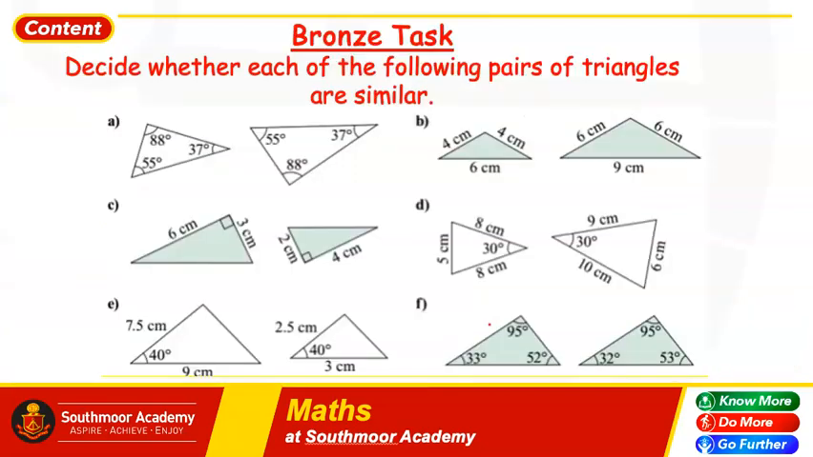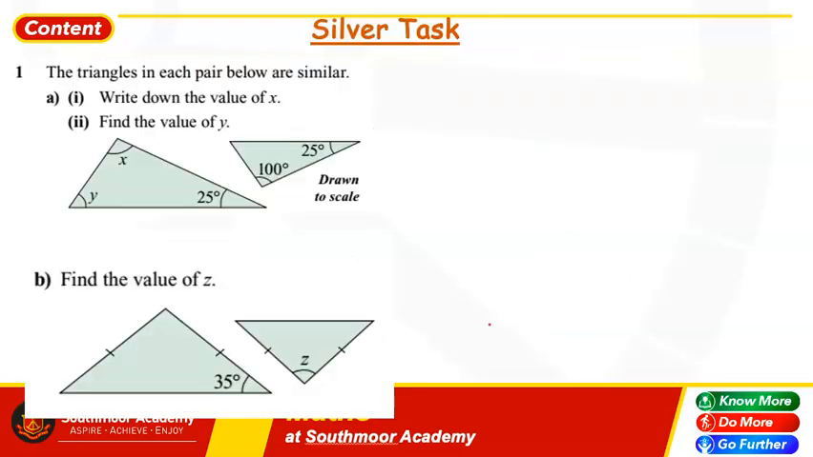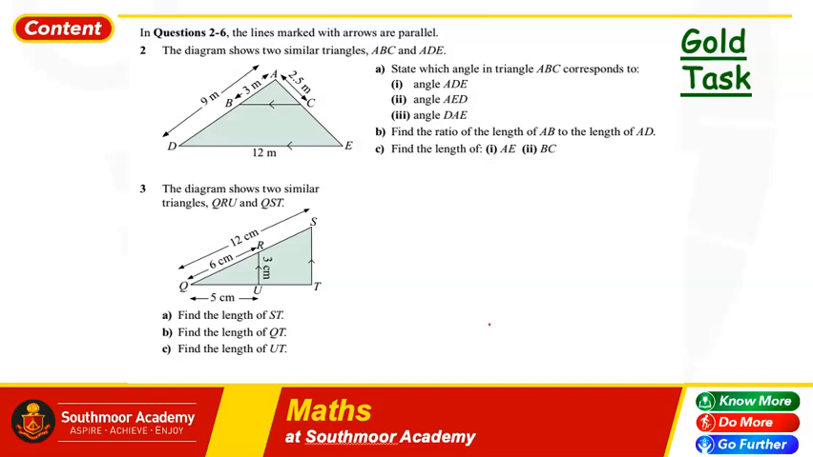So you've got your bronze task, deciding whether they're similar, given a reason. Your silver, and then your gold, where you've got triangles inside triangles. So for this one, I would try and draw your triangles separately. So I would look at the big triangle for this one.